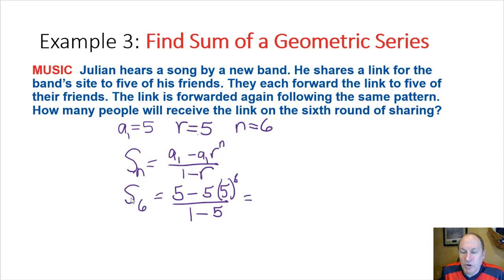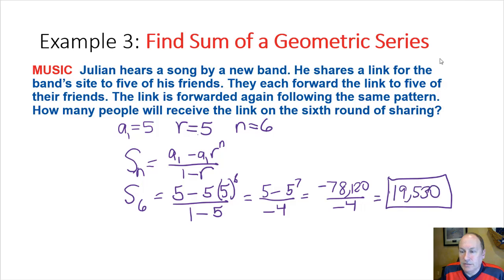So when we multiply all that out, the denominator is negative 4, and the numerator is going to be 5 minus 5 times 5 to the 6th, which is 5 to the 7th. And when you do this on your calculator, you get negative 78,120, and then we divide that by negative 4. So in the end, we get 19,530 people shared in total by the 6th round.